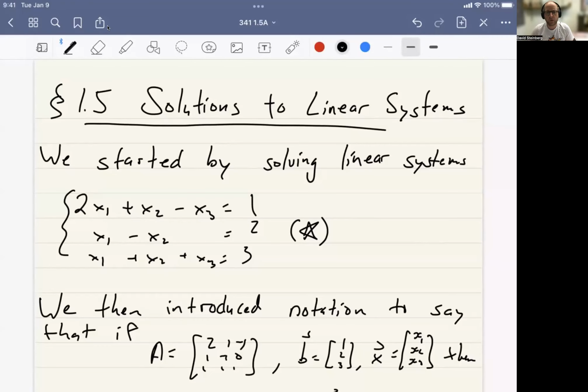Hello all, welcome to section 1.5, solutions to linear systems.